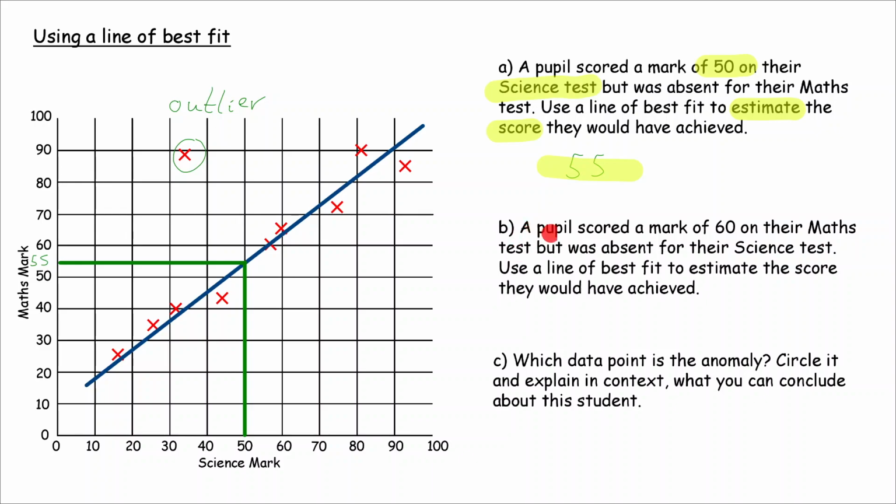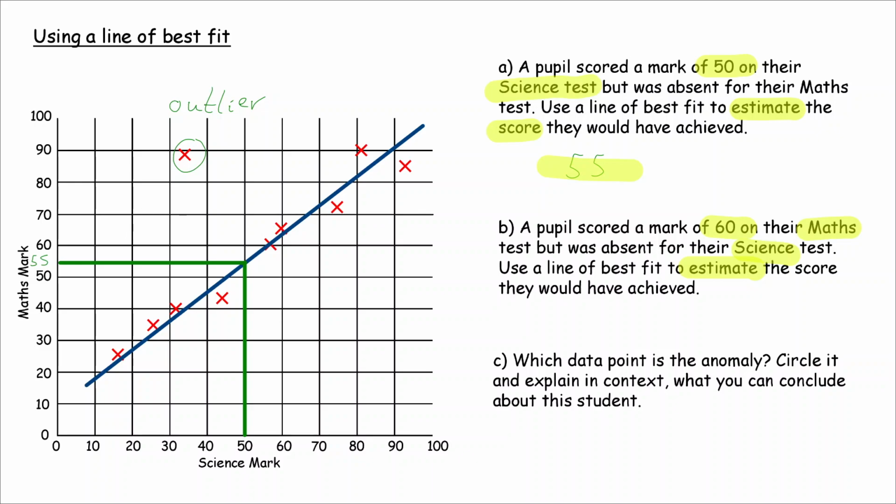Now part B is saying a pupil scored a mark of 60 on their maths test, but was absent for the science test. So kind of the opposite way around this time. They got 60 on the maths, and I want to estimate the science test. So let's go and do that on my grid. Let's do it in a different color this time, in red over here.